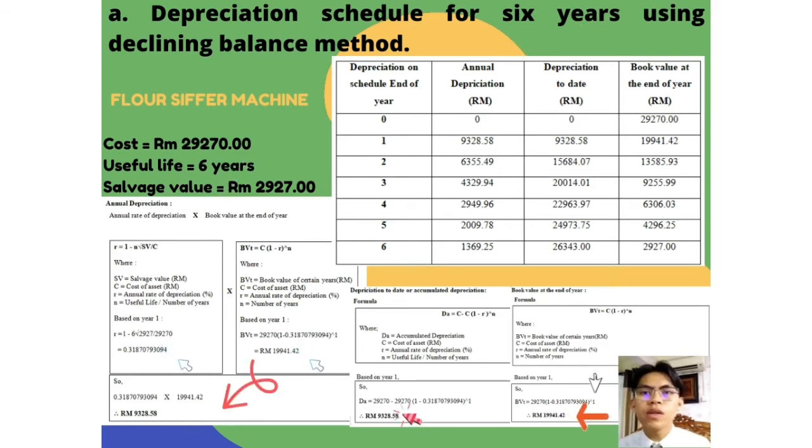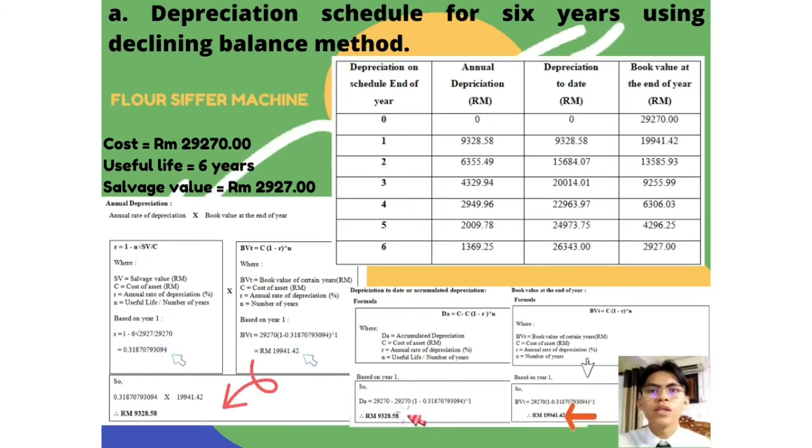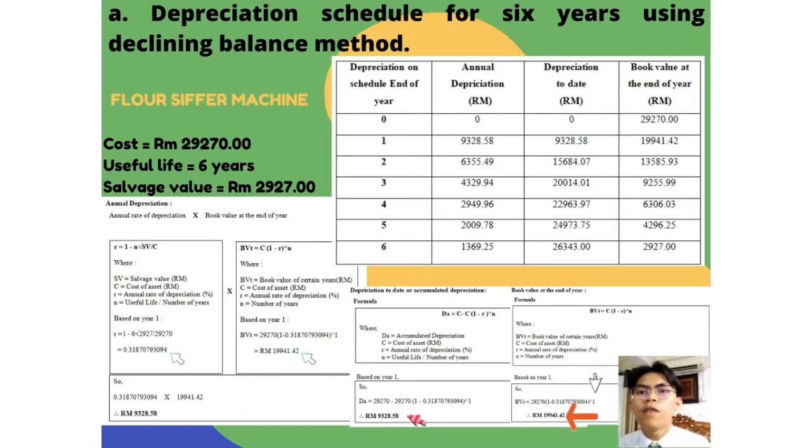But to calculate annual depreciation for year 2 or the next year, you cannot use the same value, which is 29,270 ringgit, as the book value or cost of asset. You must use the new book value at the end of year 1 multiplied by the annual rate to get the annual depreciation for year 2.